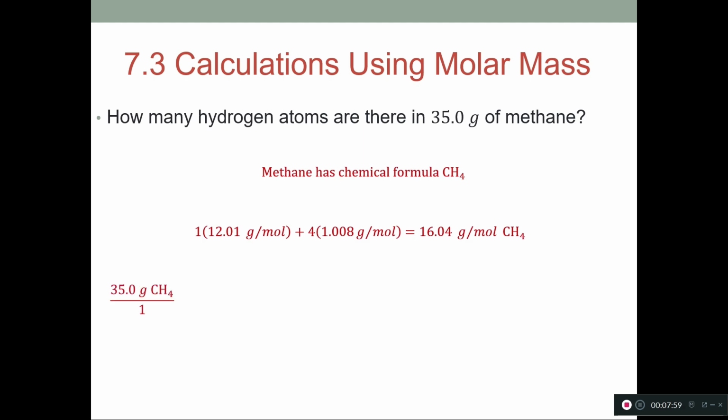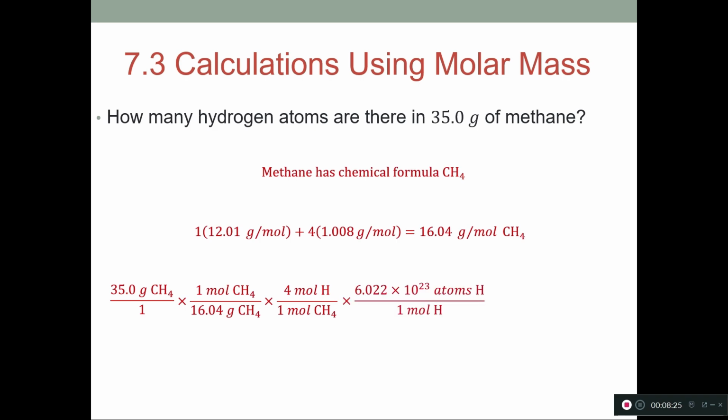So we want to start with the measured amount there that we're given, 35.0 grams of the methane. Then we want to use the molar mass here to get us into moles. That's the 16.04 grams of the methane that we calculated there on the bottom. Then we want to use the mole ratio of hydrogen to methane here. Every methane has 4 hydrogens in it, so it's 4 moles of hydrogen to 1 mole of methane. Then we use our Avogadro's number here. That's 6.022 times 10 to the 23 atoms of hydrogen per 1 mole of hydrogen. So when we calculate that out, we get 5.24 times 10 to the 24 atoms of hydrogen.